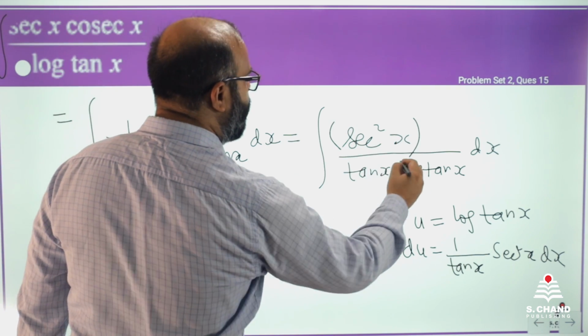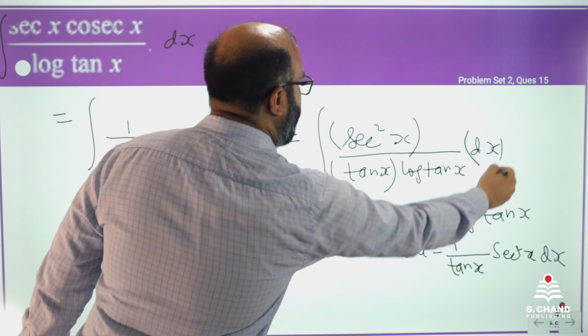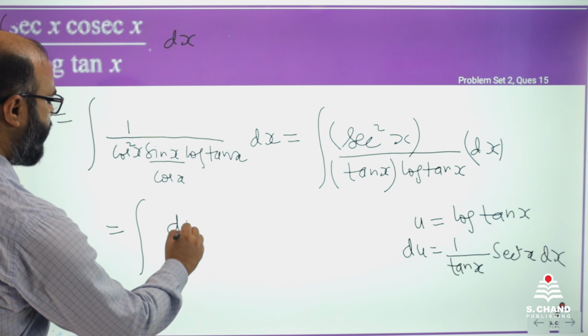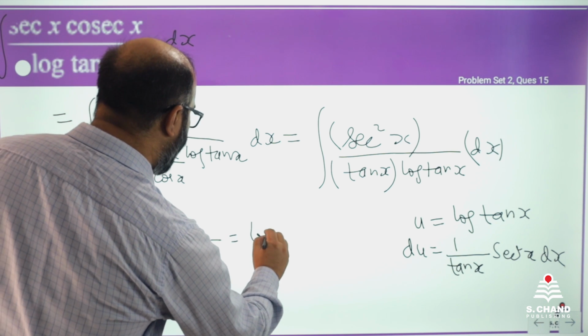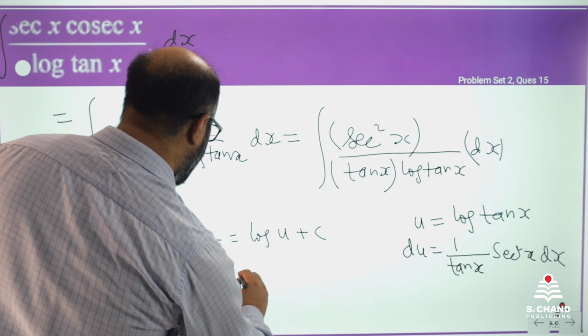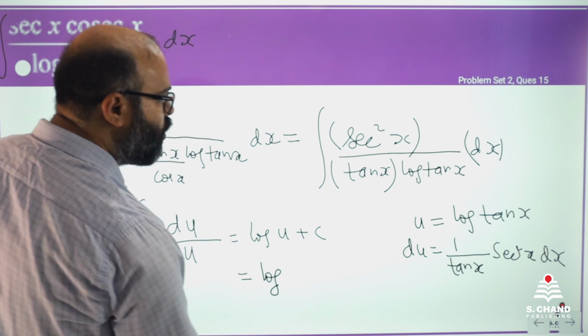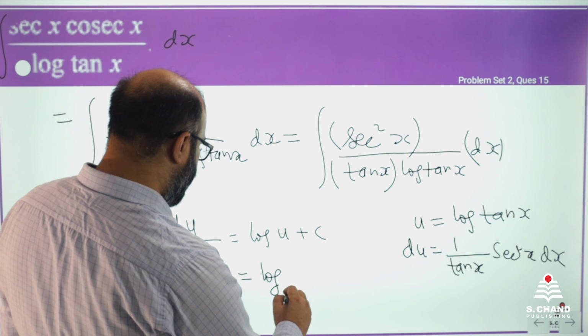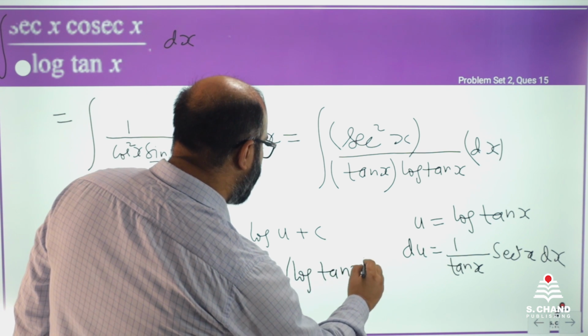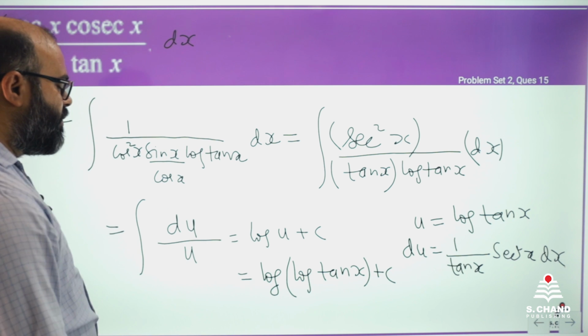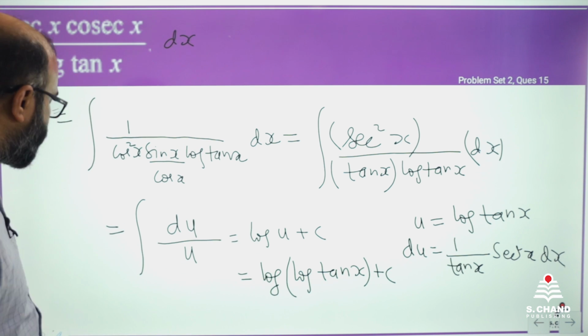So this term and this term with dx will combine with each other and you will get du upon u. So this will become log of u plus c. We are taking log of u instead of mod u. That is fine. So this is log of tan x plus c. Ideally we can take mod also.